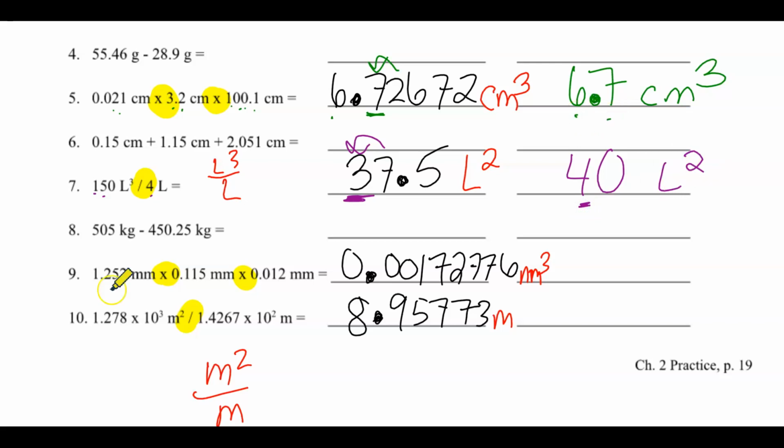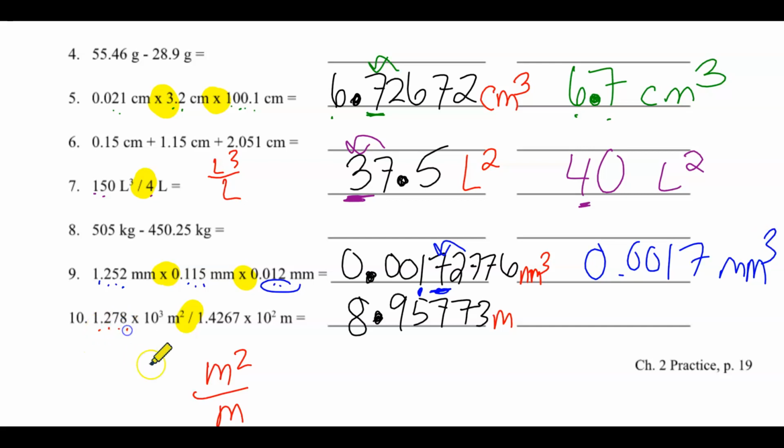Okay, number 9. 1, 2, 3, 4. 1, 2, 3. 1, 2. Right there, we're at 2 SigFigs. Now, present Pacific, first non-zero, 1 SigFig, 2 SigFigs. Look to the right. Can the 2 round up to 7? Nope, it stays the same. So my answer is 0.0017 millimeters cubed.